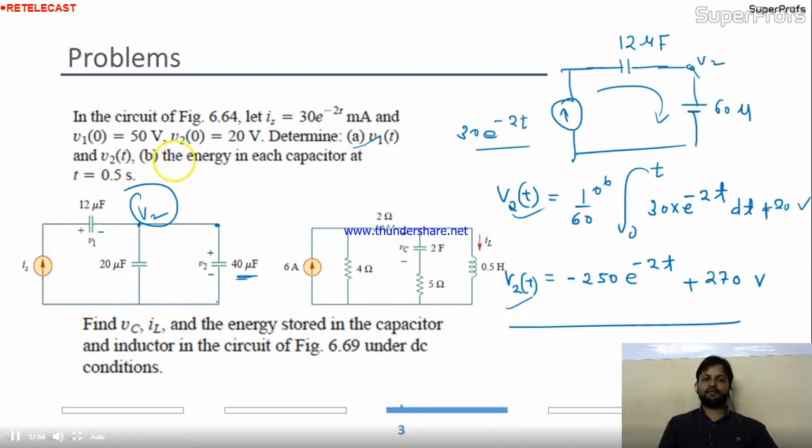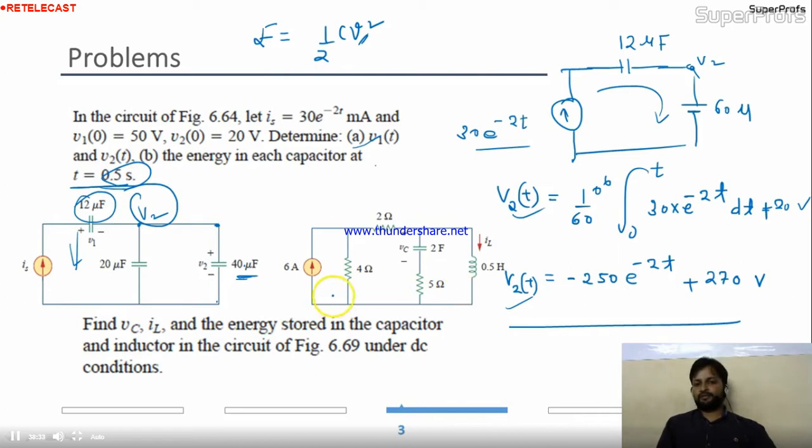Now come to the second part of the question. He is saying the energy in each capacitor at t equal to 0.5 second. Now energy in the capacitor is half CV squared, as you know. You have the values of the different capacitors. Now the question is, what is the voltage? He is asking for the energy in each capacitor. Here the C is given for this capacitor. You need the voltage at t equal to 0.5 second.